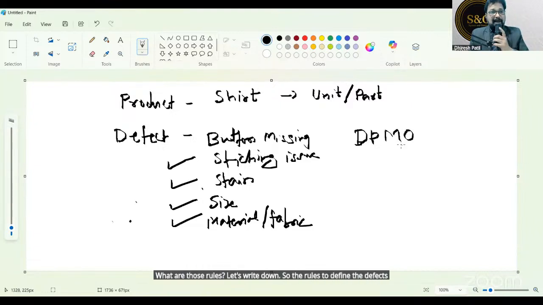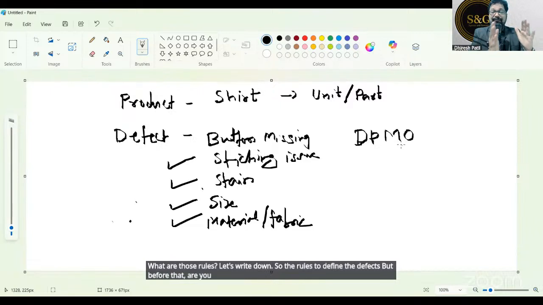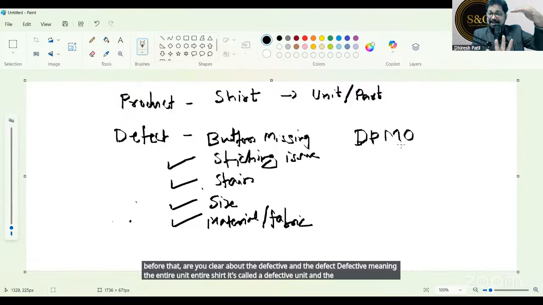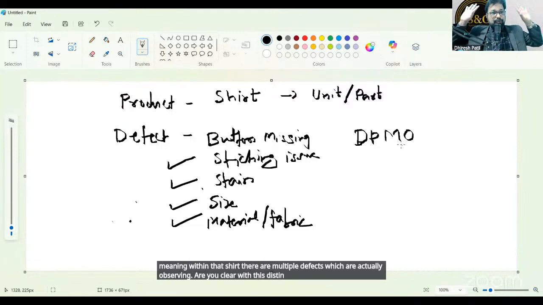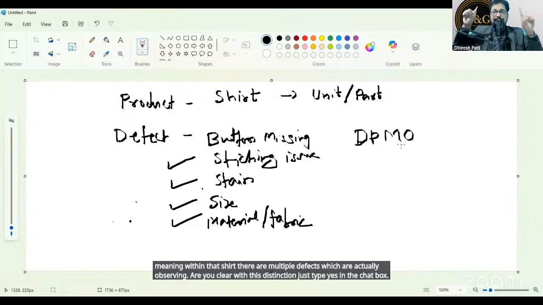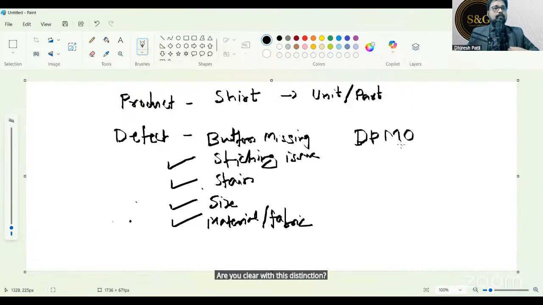But before that, are you clear about the defective and the defect? Defective meaning the entire unit, the entire shirt is called a defective unit, and defects meaning within that shirt there are multiple defects which we are actually observing. Are you clear with this distinction? Just type yes in the chat box. Are you clear with this distinction? Just give me yes. Super clear hai ye.